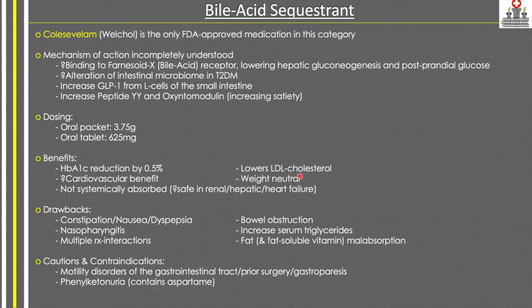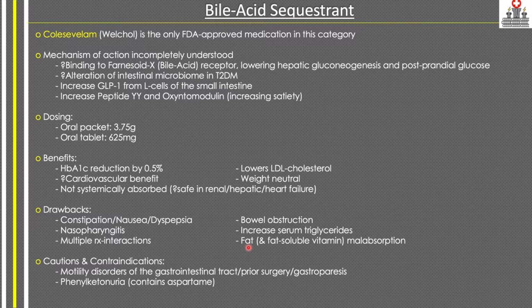Whilst it lowers LDL cholesterol, however, it actually increases serum triglycerides. So when you have triglycerides of more than about 500, you should not prescribe this medication. And we know in type 2 diabetes, the dyslipidemia we see is typically an increase in triglycerides, again, limiting the appropriateness of this medication.